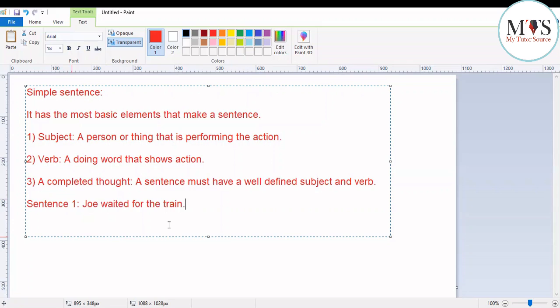I didn't understand the question. Okay, so we need to identify all three of these elements. Let's start with the subject. Do you think this sentence has a subject? Subject, yes. So what is Joe? Very good. Yes, that's right. Joe is the subject.